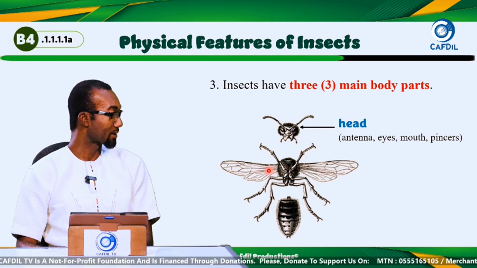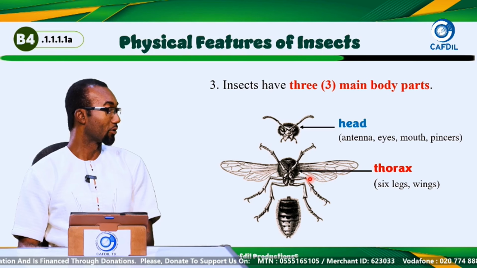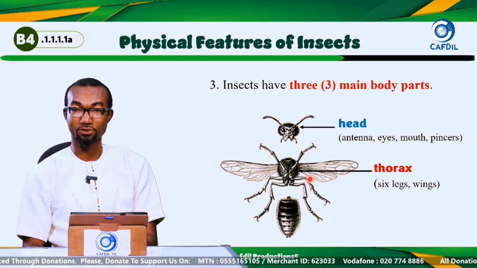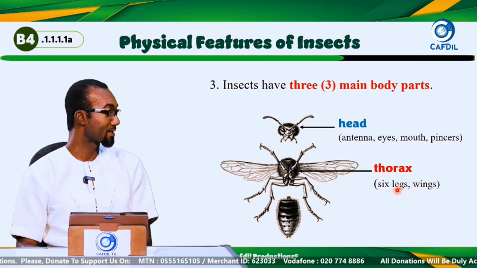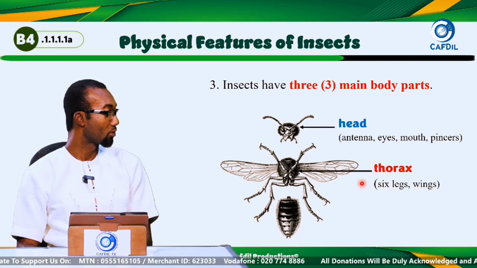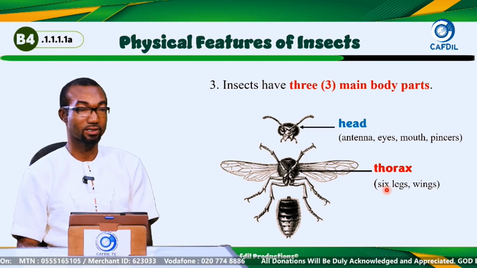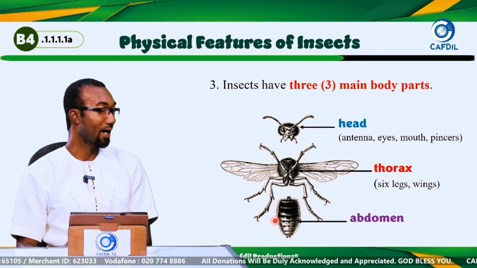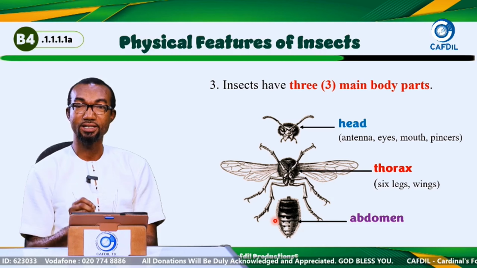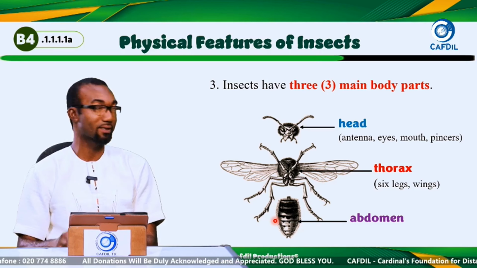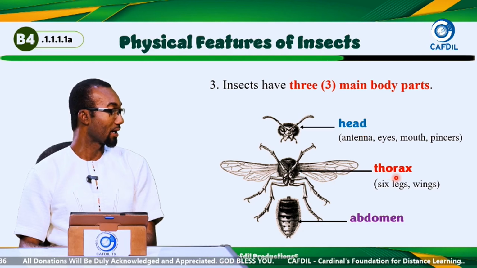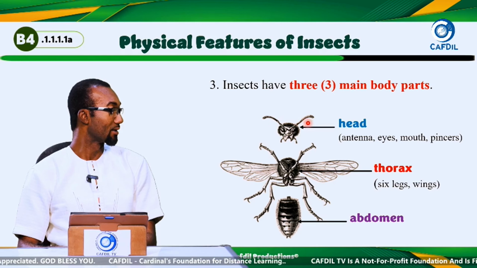The second part that you see here with the wings is called the thorax. So the thorax contains the 6 legs and the wings. Then the last part is the abdomen. So insects have 3 main body parts: the head, the thorax, and then the abdomen. The head contains the antenna. This is what you call the antenna, what you see here. And then the eyes, the mouth, the pincers.